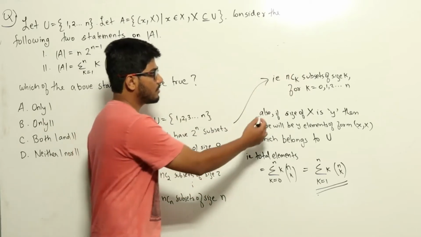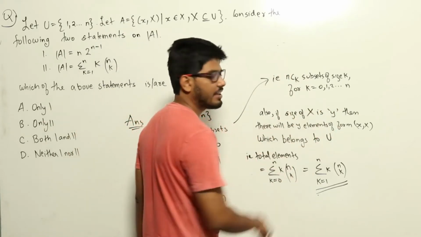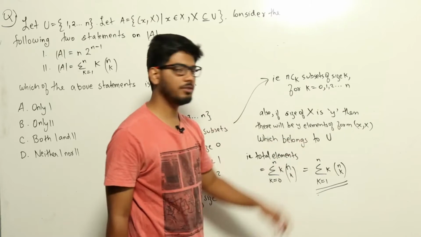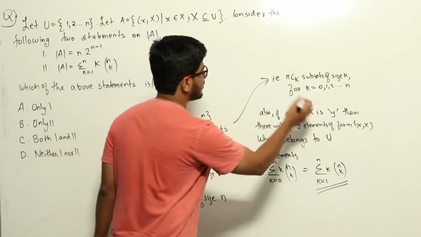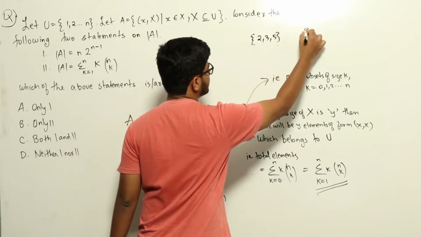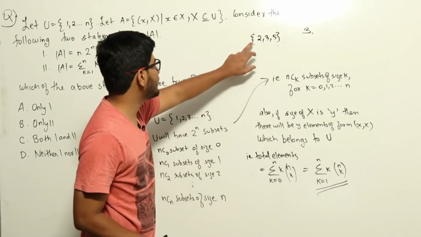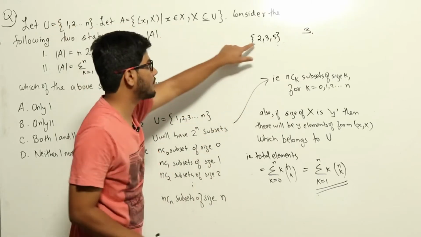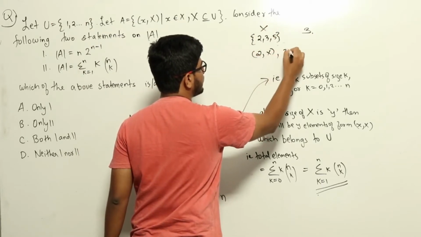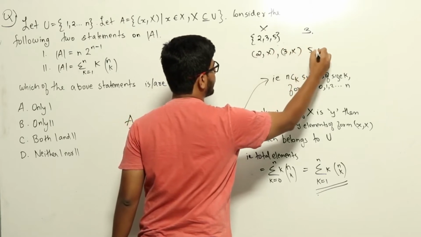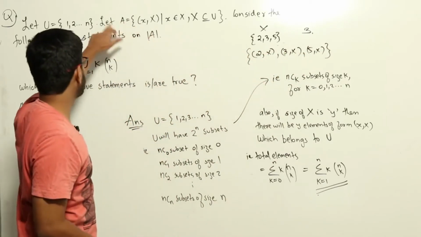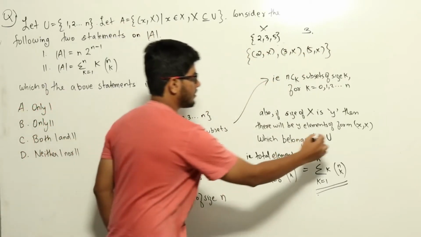Also, if the size of the set X is y, imagine, then there will be y elements of the form (x, X) which will belong to A. What I said here is that, let us say X is this set 2, 3, 5. Now size of X is 3, which means there will be 3 elements which will belong to the set A based on this X. This is X, so there will be (2, X), (3, X) and (5, X). These 3 are the elements which belong to A.